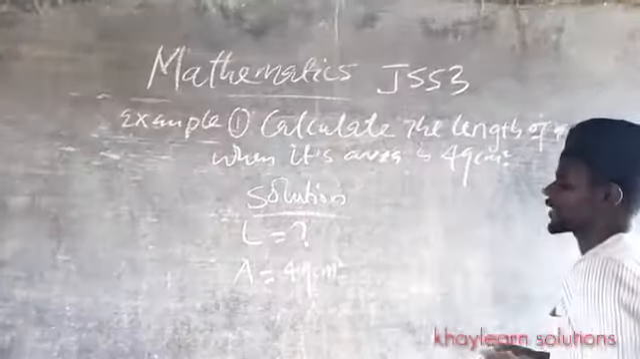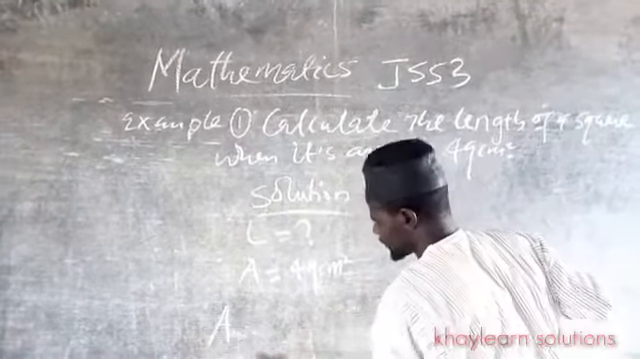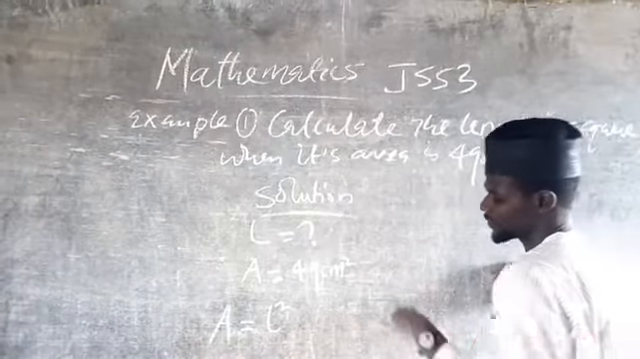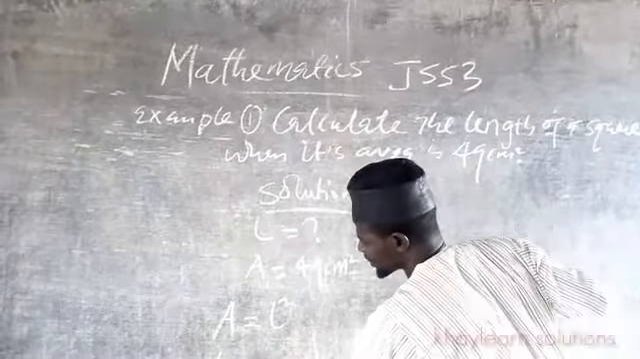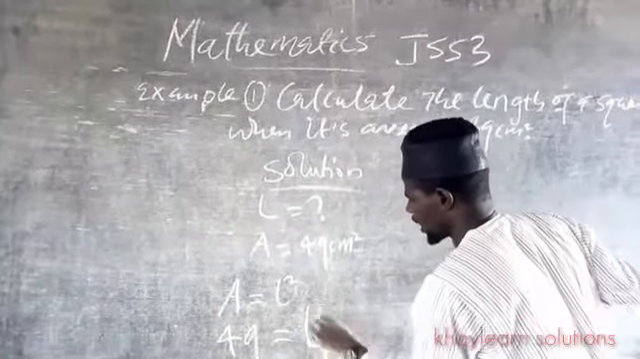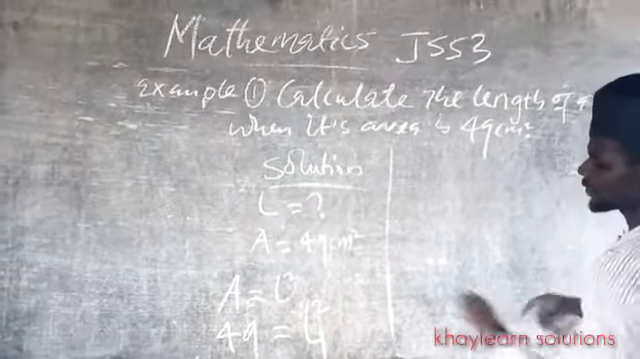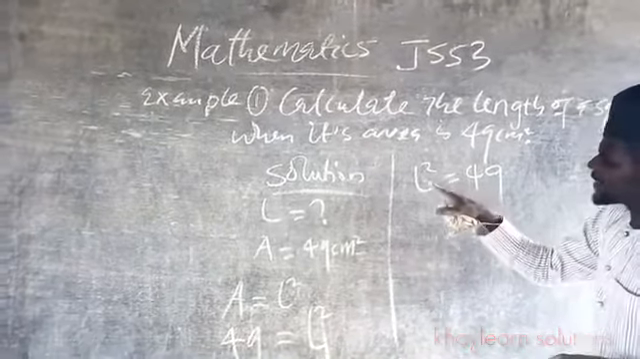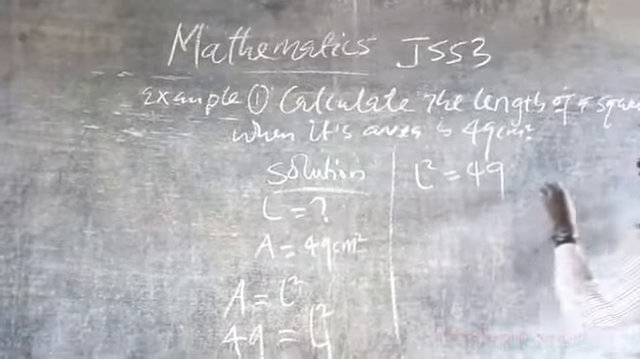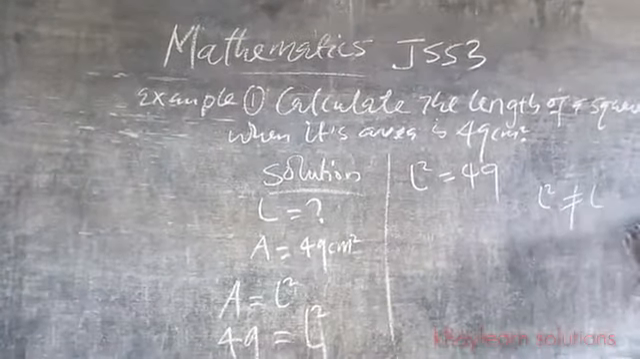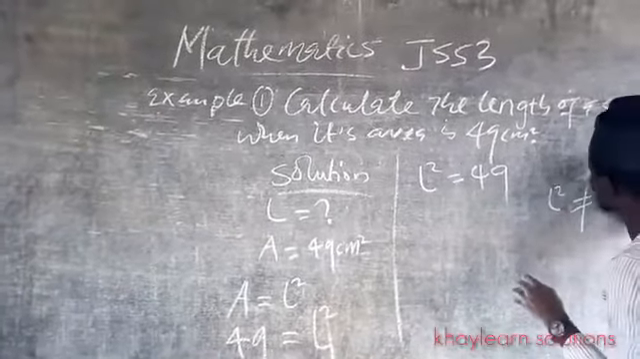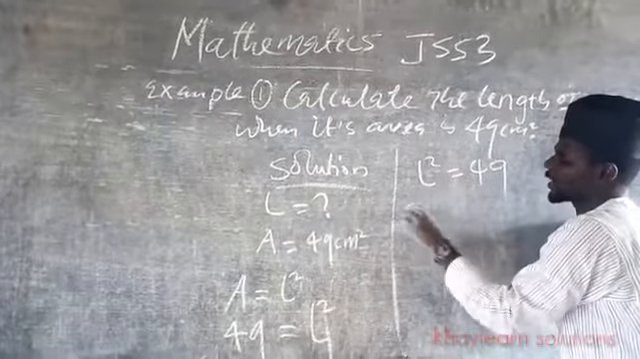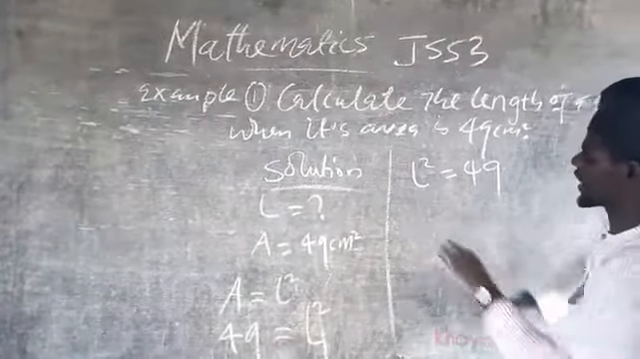So what you're going to have here to find the length is to take the area of the square, which equals L square. Now substitute: 49 equals L square. That means you can rotate it and say L square equals 49. Now to find this L, because L square and L are not the same, we are looking for L, not L square. That means we have to cancel this square. For you to cancel this square, you take the square root of both sides.